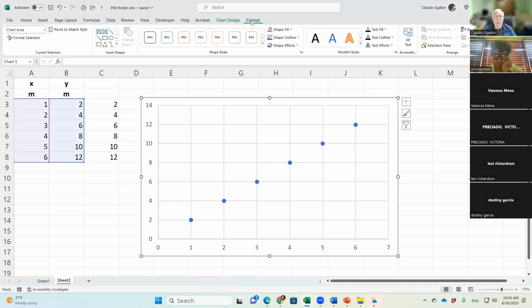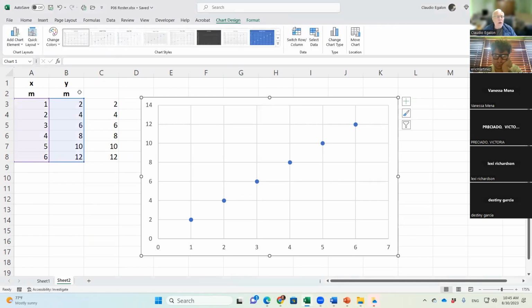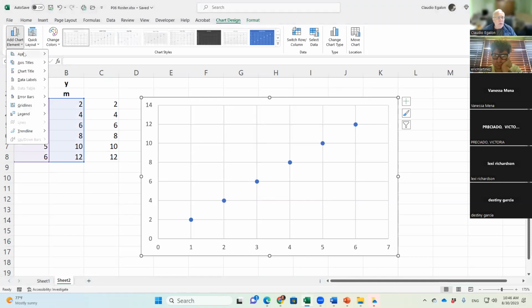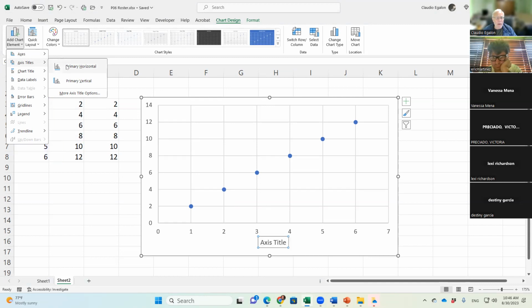There's also the option of formatting, okay? I'm gonna be working with chart design. In chart design, we can add chart elements. And what do we have here in this chart element? We have the axis, primary horizontal, axis title. That's what we have, but there are other options too. The one that we're going to use for now is the axis title. If we want to put an axis title, we have to use this option. But let's start with the axis title.